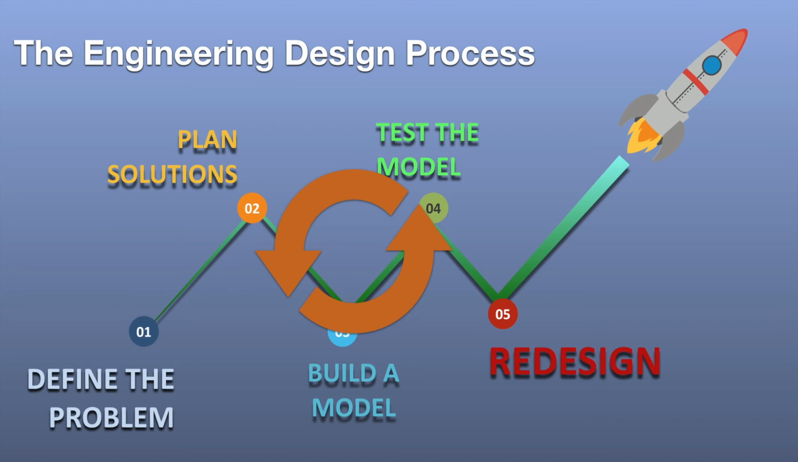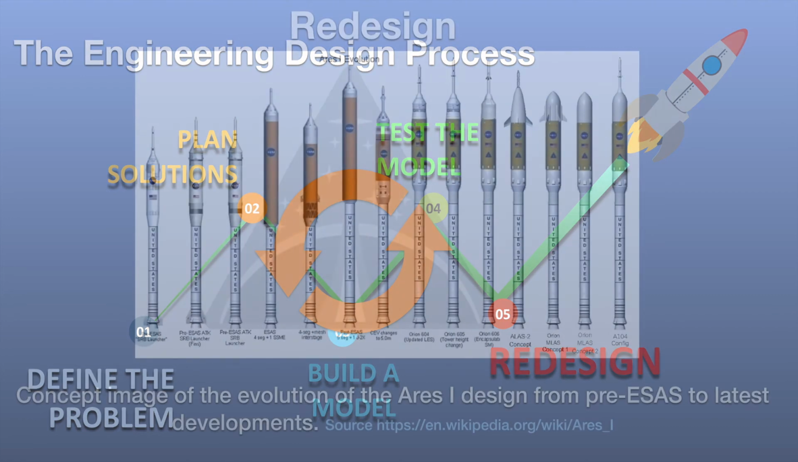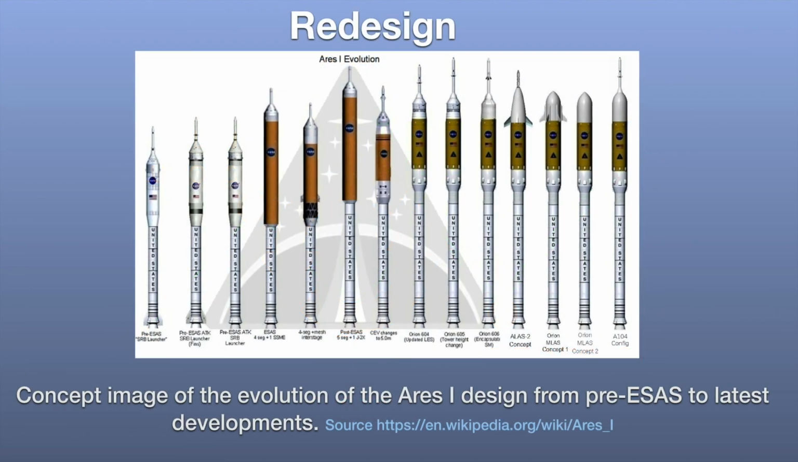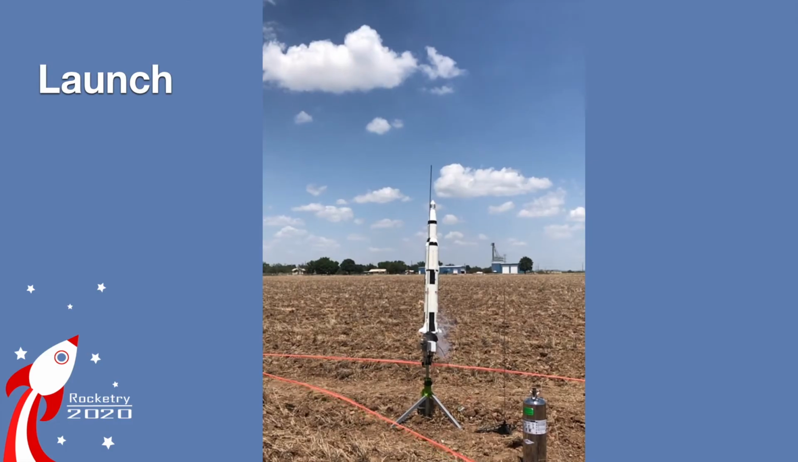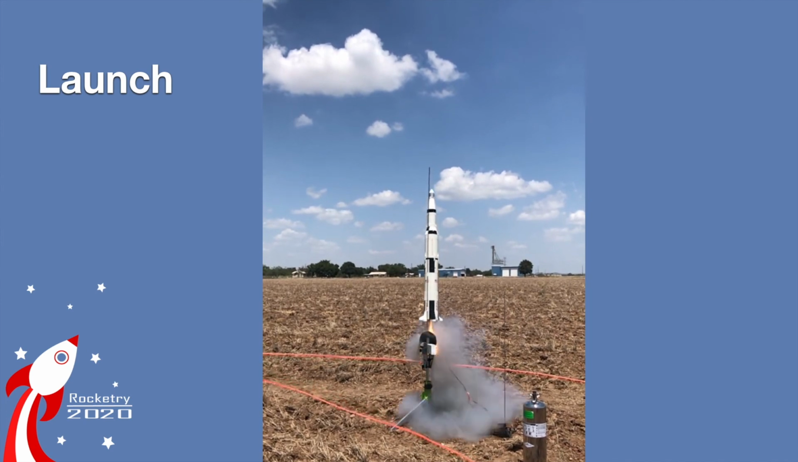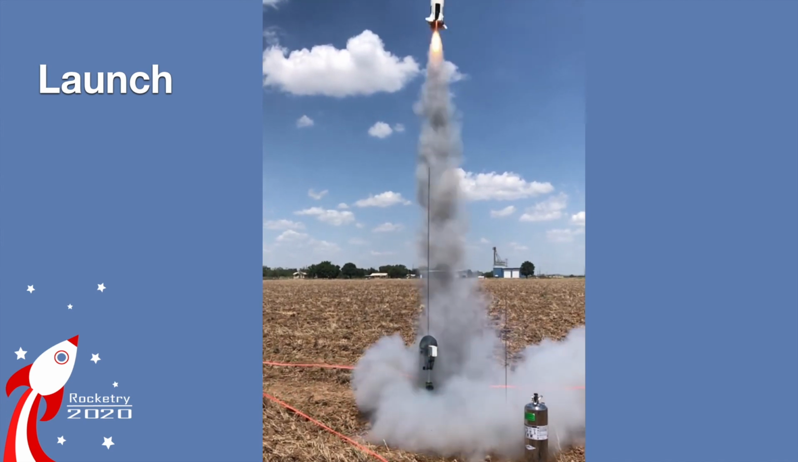This is a cyclical process in which we are continuously fixing and improving. As an example, this image shows the evolution of the RS-1 rocket. At least 14 iterations were made over the initial design. Once we feel our solution is adequate, then we are ready to launch.